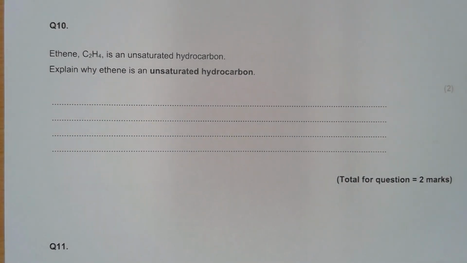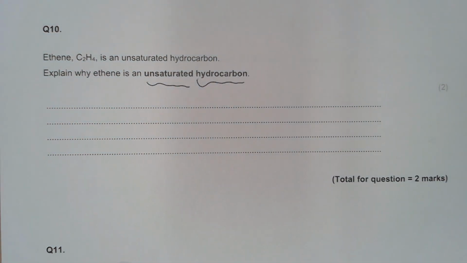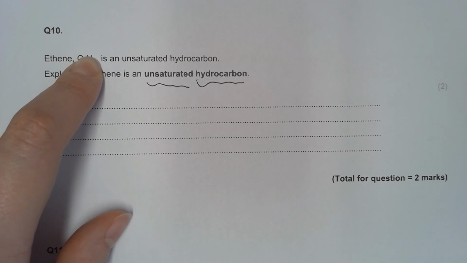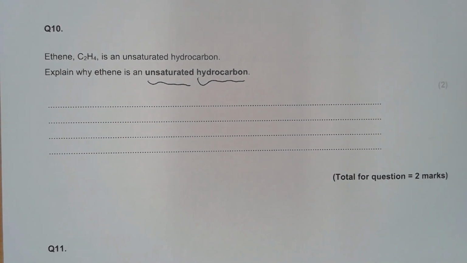Explain why ethene is an unsaturated hydrocarbon. There's two parts to this. Why is it unsaturated? Why is it a hydrocarbon? It's a hydrocarbon because it contains carbon and hydrogen only. It's unsaturated because it contains at least one double or triple bond. In this case, it contains a double bond between the two carbon atoms.